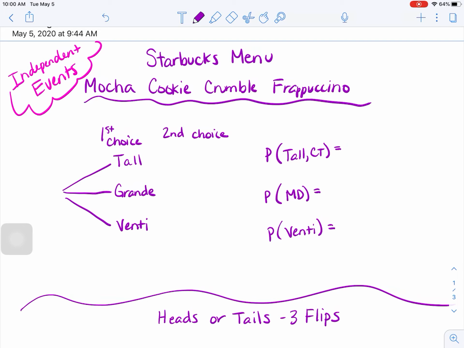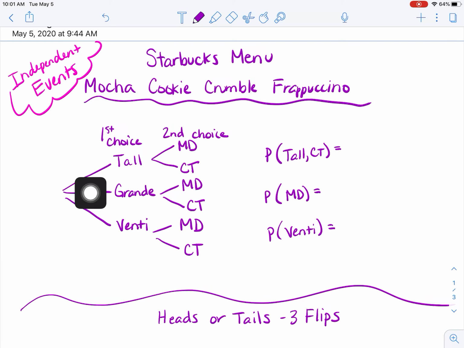Based on that, I can then choose whether I want a mocha drizzle or a cookie topping on my frappuccino. So I have two choices once I make that. I'm going to just put MD for mocha drizzle and CT for cookie topping. I have to do that for each of these sizes because these are all my possibilities I could have when choosing my frappuccino. Okay, so this is laying out every single thing. I could choose a tall with the mocha drizzle or a tall with the cookie topping. I could choose a venti with the mocha drizzle.